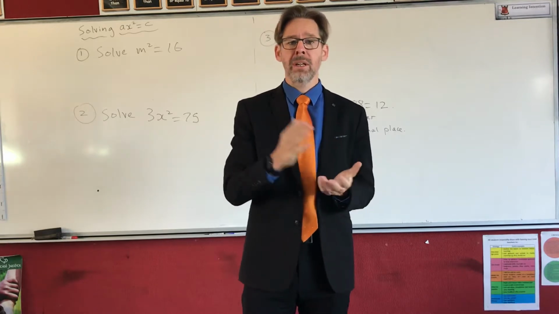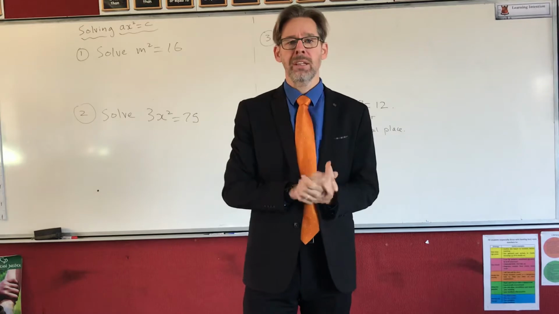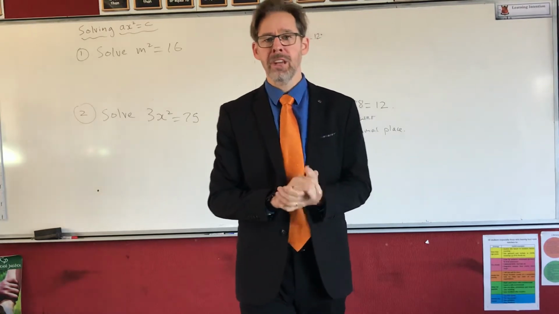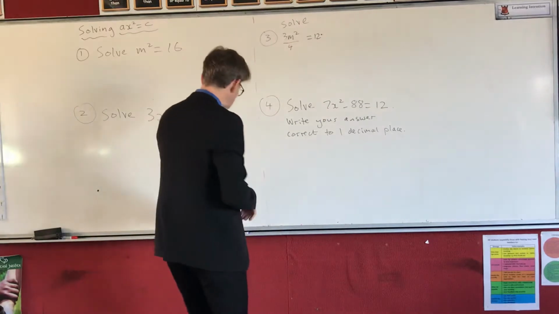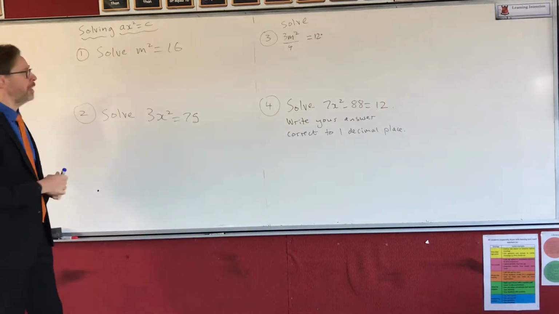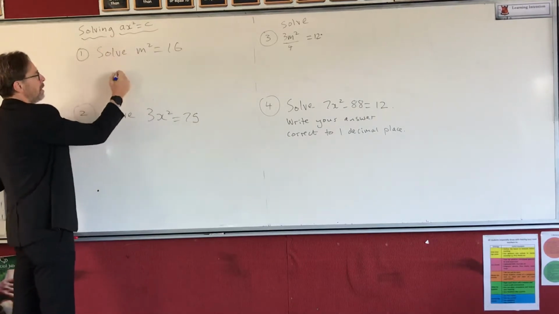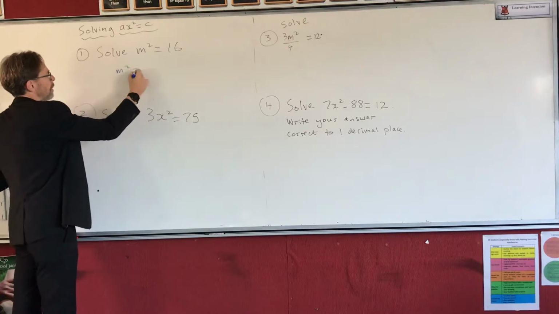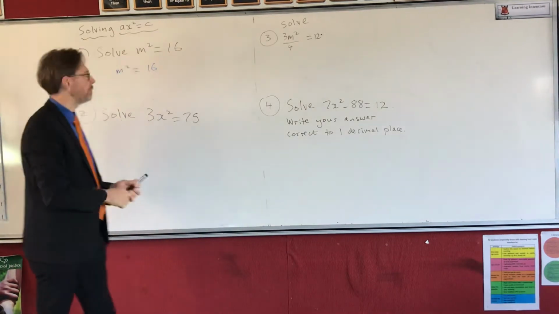Okay, and we know that if you've got a power of 2, then we say that the equation has a squared term. So let's have a look at the first question up here. We've got to solve m squared equals 16. So I want you to copy that heading down to that question, and then I want you to write down the question again, because we're going to draw on top of the question.